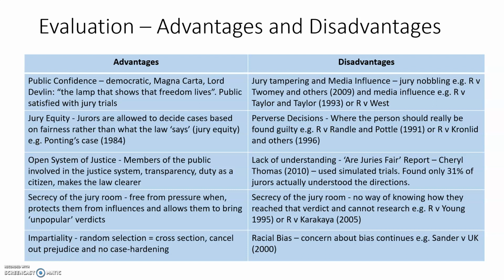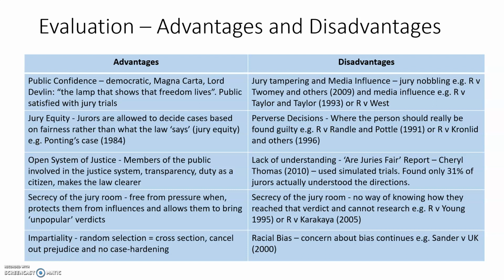And generally the public are really satisfied with jury trials. They're seen as much fairer than other systems in other countries perhaps, or just the judge deciding. But there is risk of jury tampering and media influence still, and we call that jury nobbling. We saw that in the case of R v Twomey and others, and equally we've seen media influence in cases like Taylor and Taylor and R v West as well.